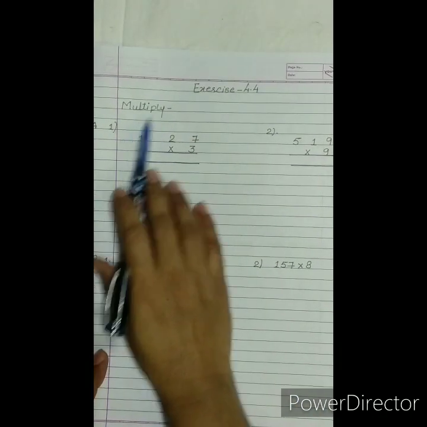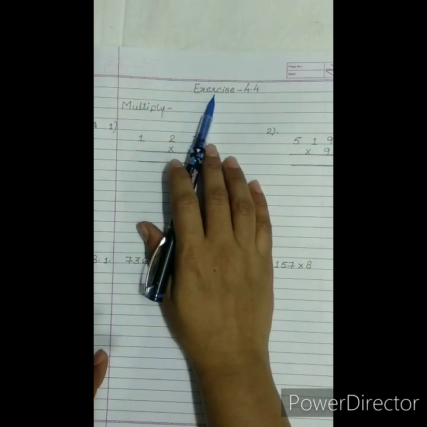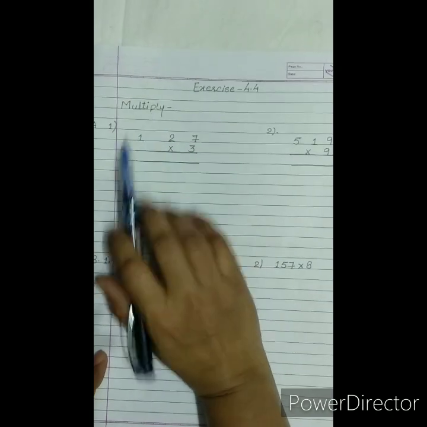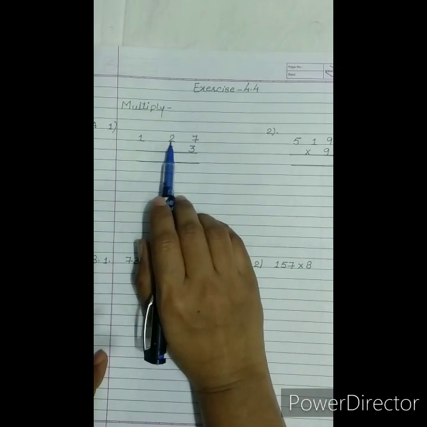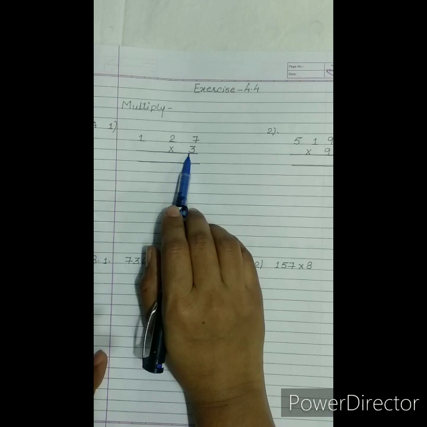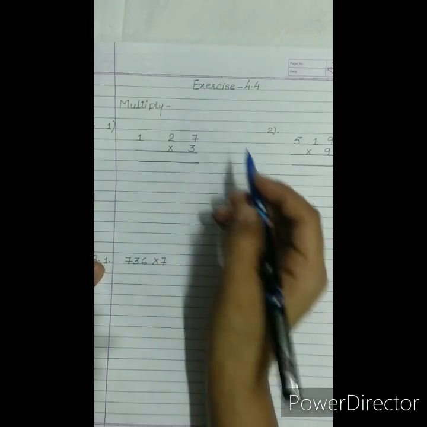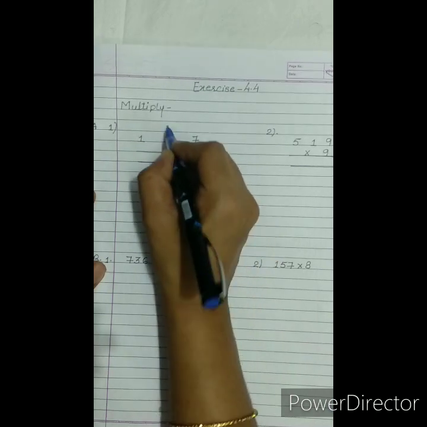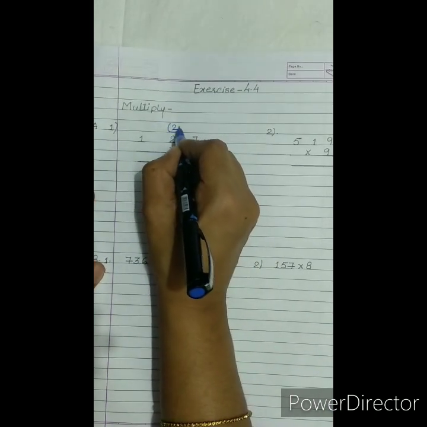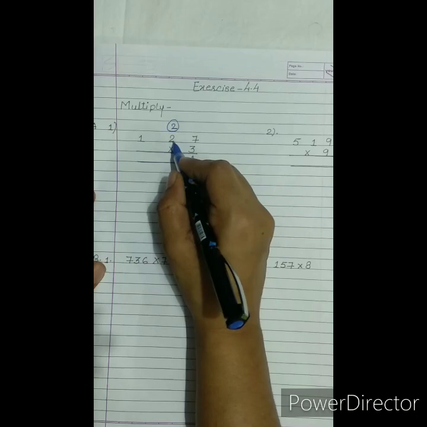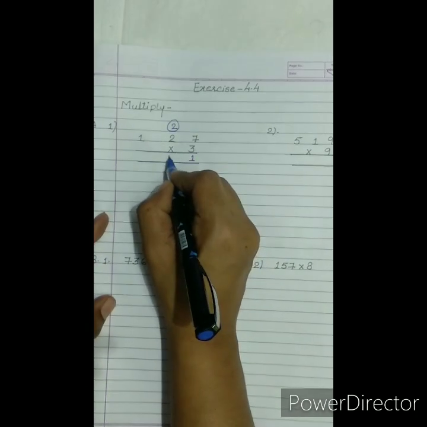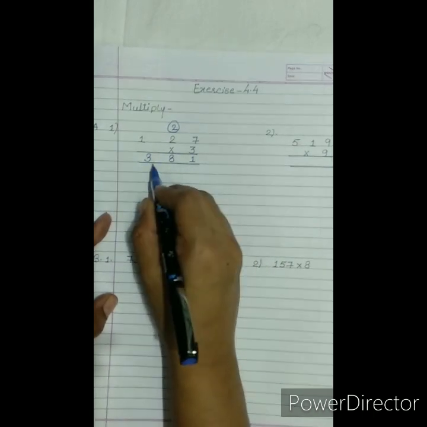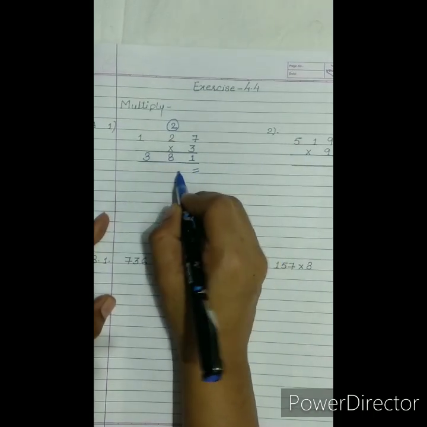Now I am going to solve some questions from your book, exercise 4.4. Multiply. Here we will learn how to multiply a 3-digit number with a 1-digit number. So 3 7s are 21, 2 goes up as a carry. Then again 3 2s are 6, 7, 8 and 3 1s are 3. Our answer is 381.